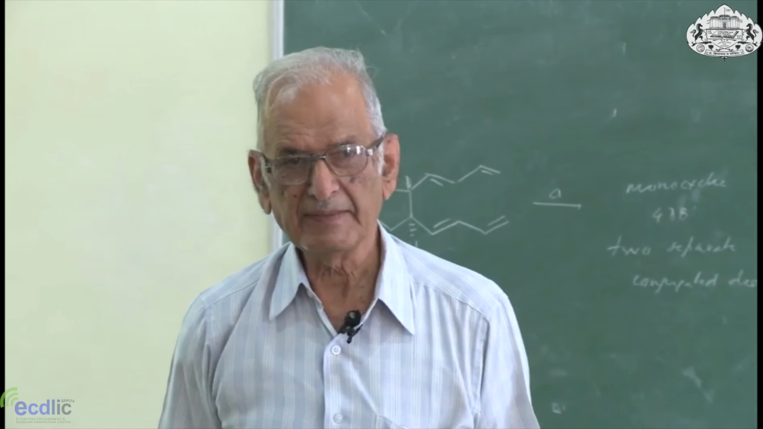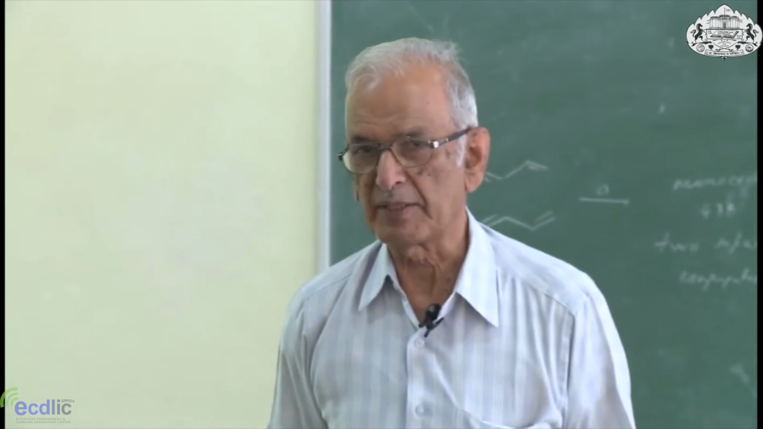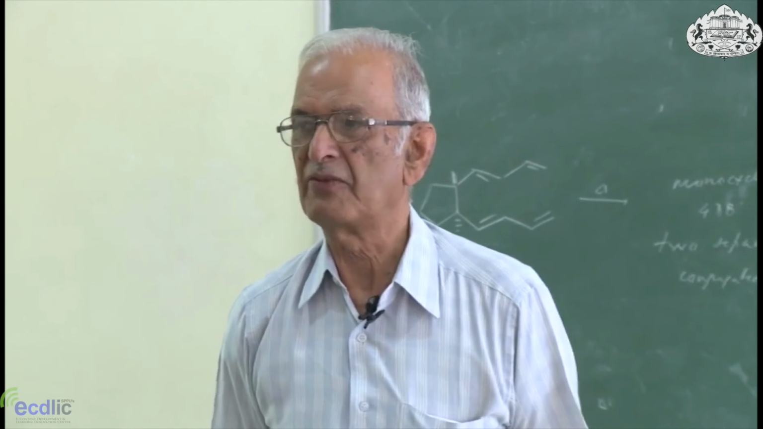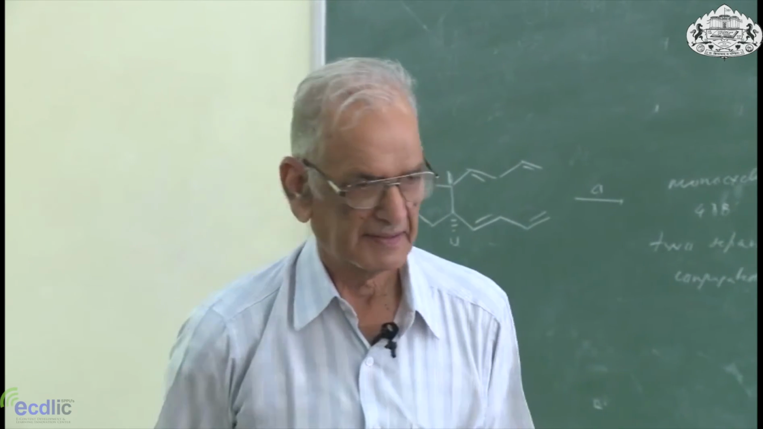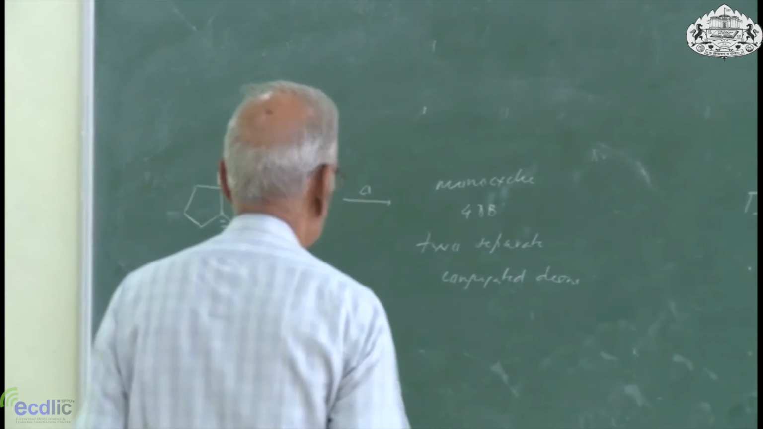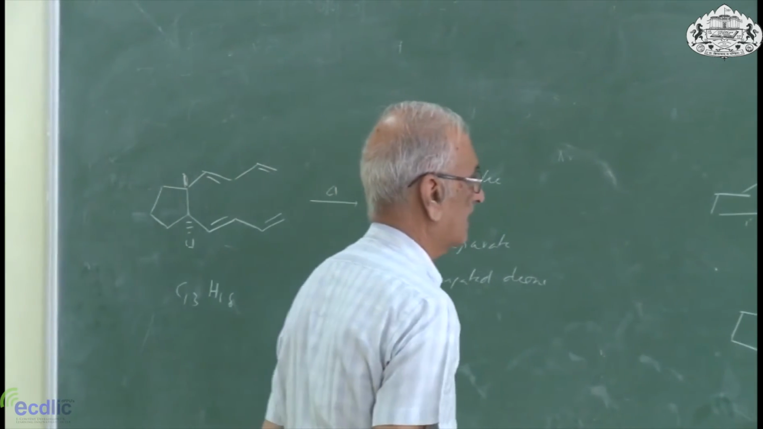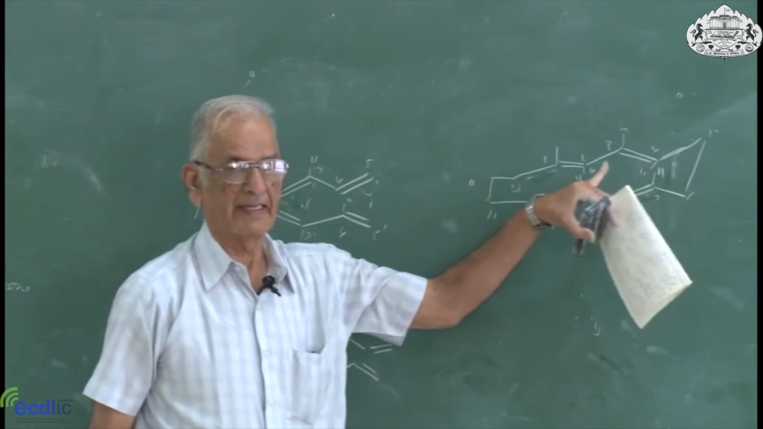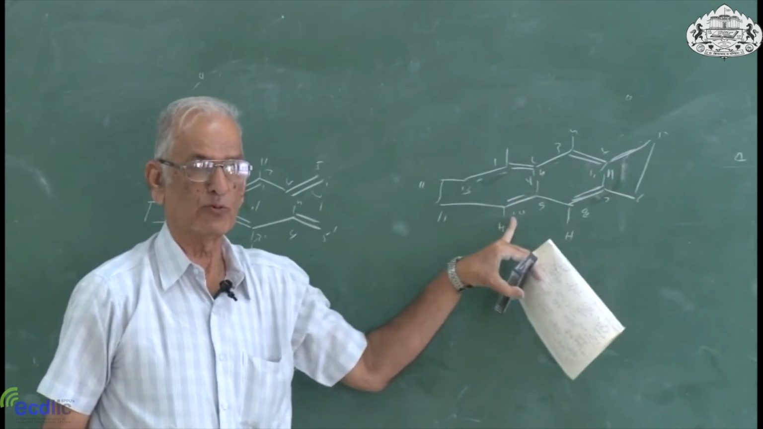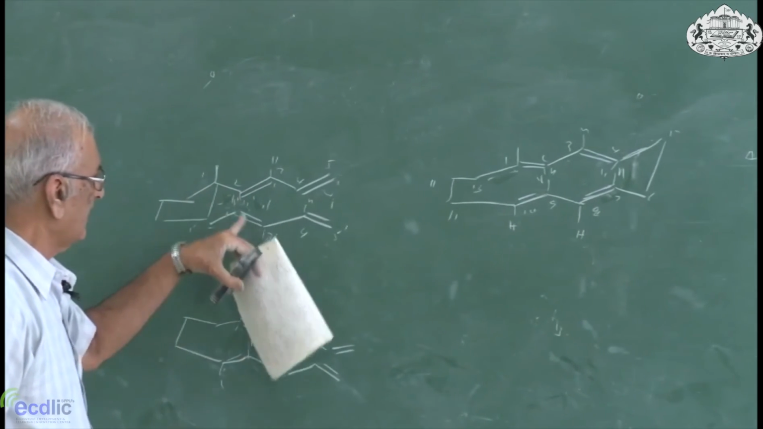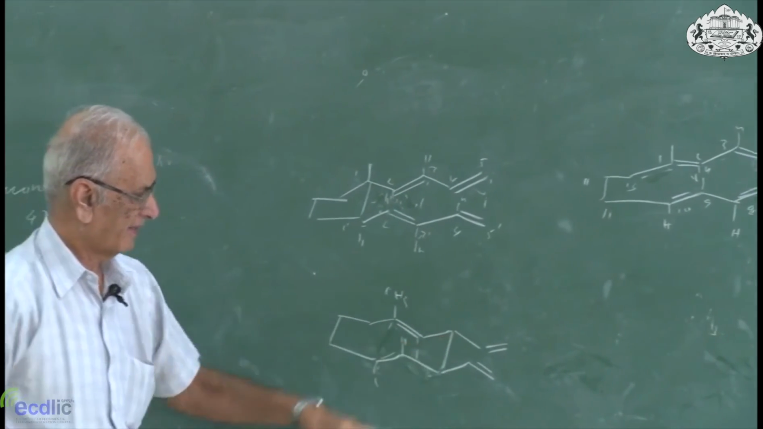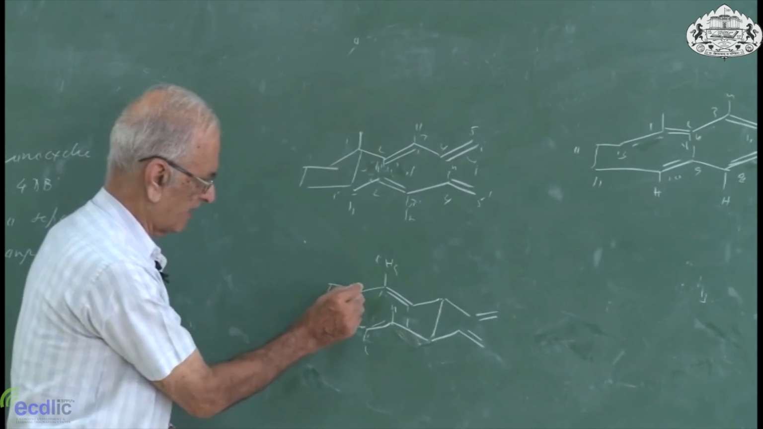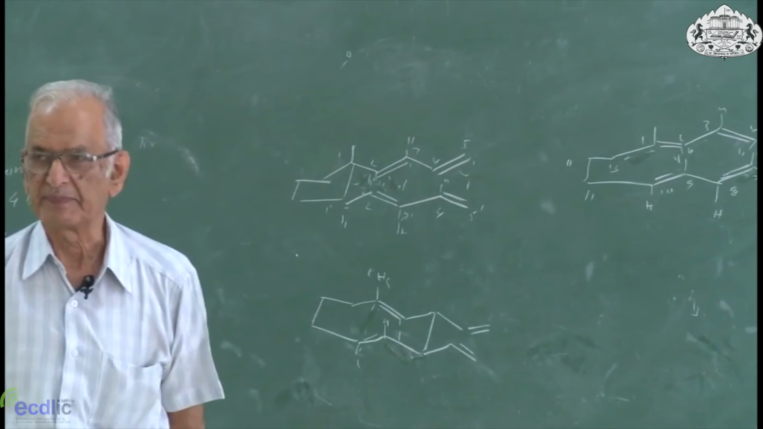So we are not getting 3-3 sigmatropic. What we are getting is a 5-5 sigmatropic reaction. Why 5-5? Why not 3-3? When I do 5-5, I get 2 conjugated dienes. When I do 3-3, the ring that I get is 1, 2, 3, 4, 5, 6, 7, 8, 9 membered ring.